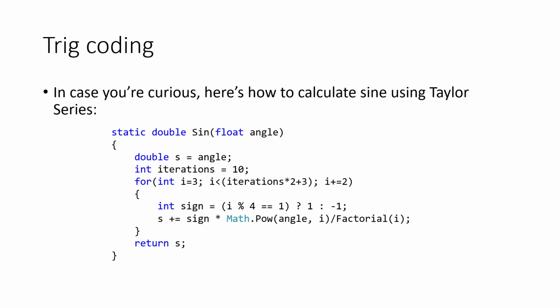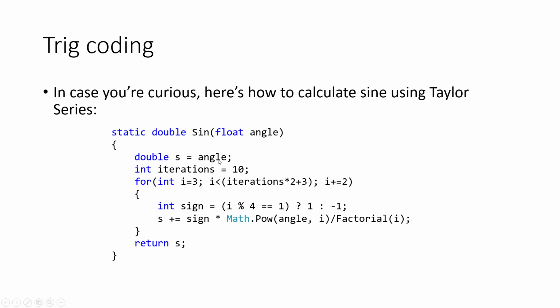Now, the coding phase. In case you're curious, you can calculate sine using a repeating fraction or Taylor series. Here's how you would do it. I've set it to 10 iterations. That should be enough for a decent amount of accuracy. In fact, I'm not even sure you need more than that for a floating point number. You'd need more than that for a double, I would think.